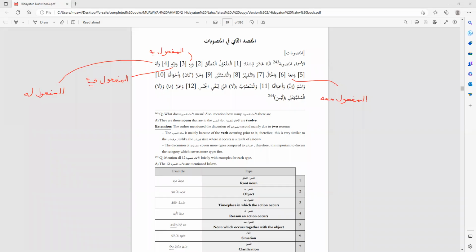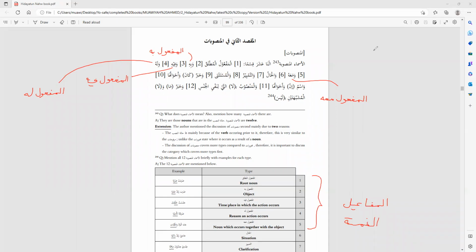We call them al-mafa'il al-khamsa, the five maf'uls. Okay, then number 6, wal halu. So hal, state. Number 7, wat tamyizu, specification or clarification. Number 8, wal mustathna, mustathna.